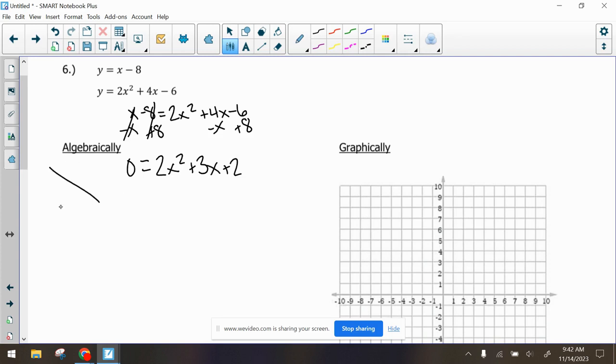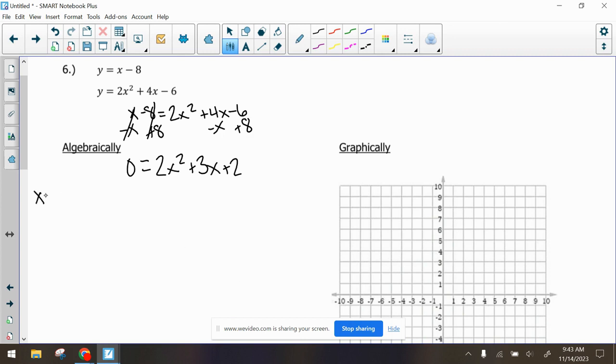If I tried to factor this, I'd be looking for numbers that multiply to be 4, 2 times 2 is 4, that add to be 3. Now, if I had a negative up here, I could make it work, but the only positive factors of 4 are 4 and 1, or 2 and 2. Neither of them add to be 3. So if I can't factor, I've got to do quadratic formula.